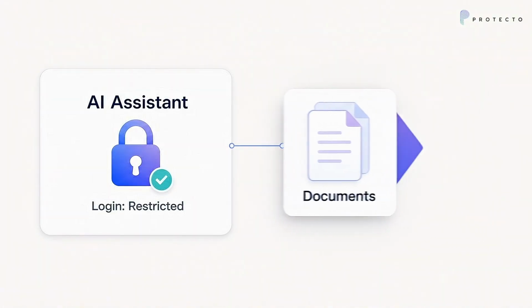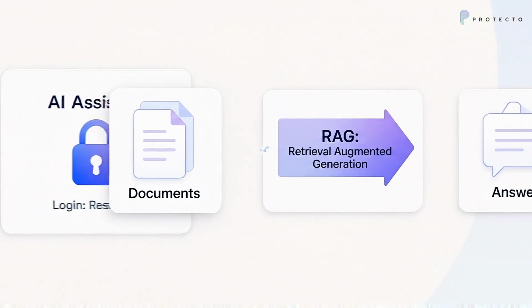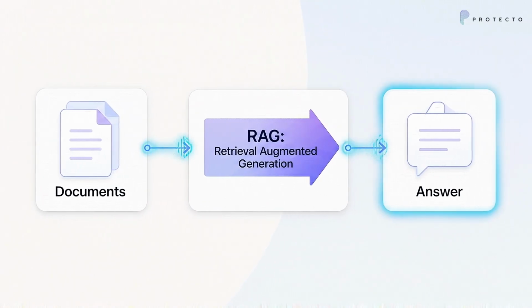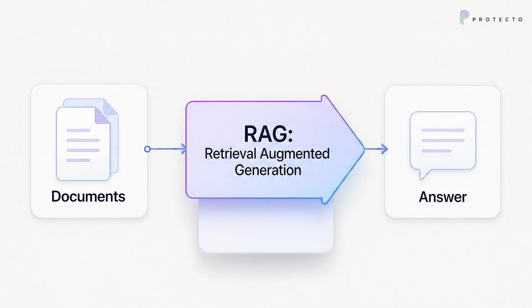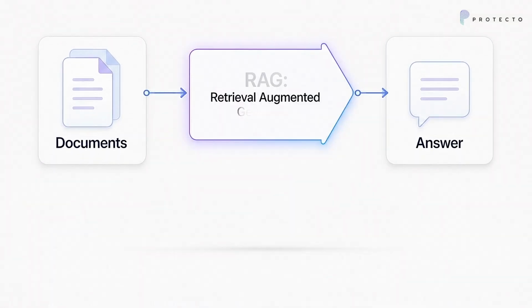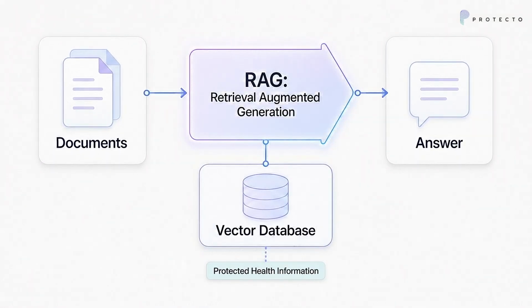Almost all of it runs on RAG, Retrieval-Augmented Generation, which searches your own documents before it writes an answer. RAG is why these tools work. It's also why protected health information ends up sitting inside a vector database the moment you turn the system on. Restricting who can log in never touches that.